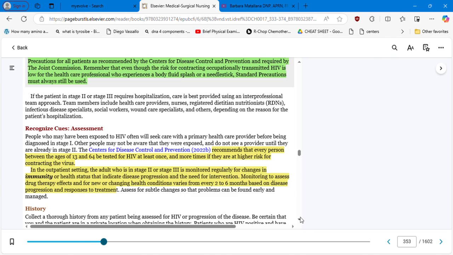In the outpatient setting, the adult who is in stage 2 or stage 3 is monitored regularly for changes in immunity. That means the viral load or health status that indicate disease progression and the need for intervention. Remember that in stage 3, the CD4 T cells are going to be less than 200, right? Monitoring to assess drug therapy effects and for new or changing health conditions varies from every 2 to 6 months based on disease progression and responses to treatment.